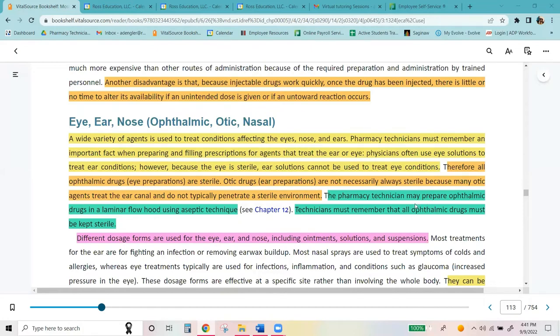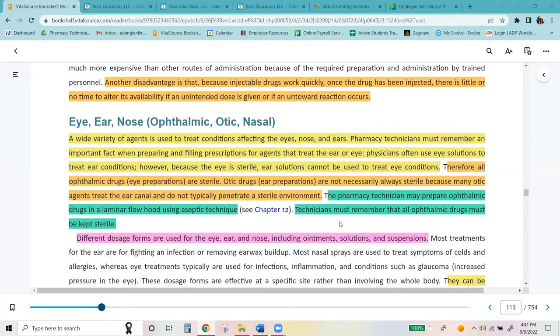However, because the eye is sterile, ear solutions cannot be used to treat eye conditions. So eye solutions can treat ear conditions, but ear solutions cannot treat eye conditions because eye conditions need to be treated with a sterile drop. Therefore, all ophthalmic drugs are sterile.